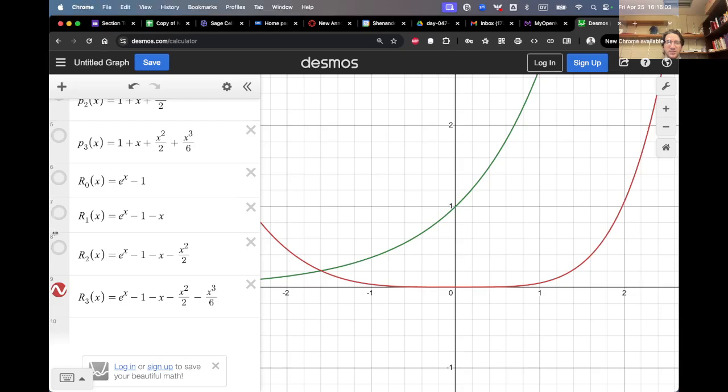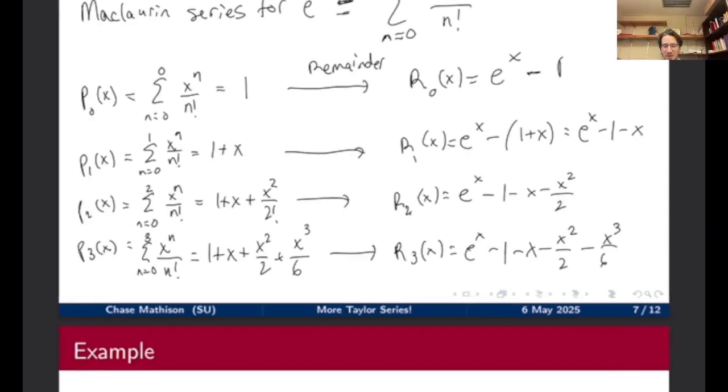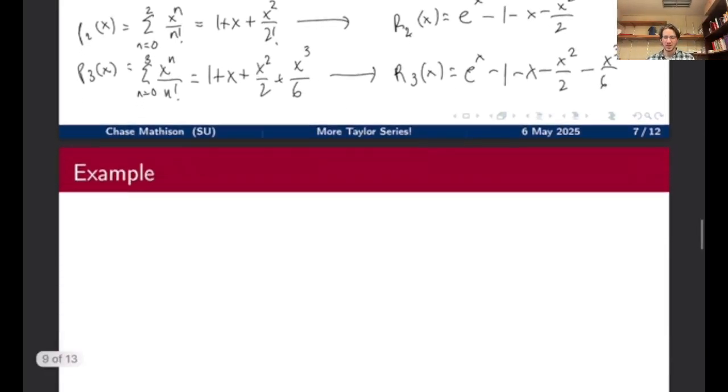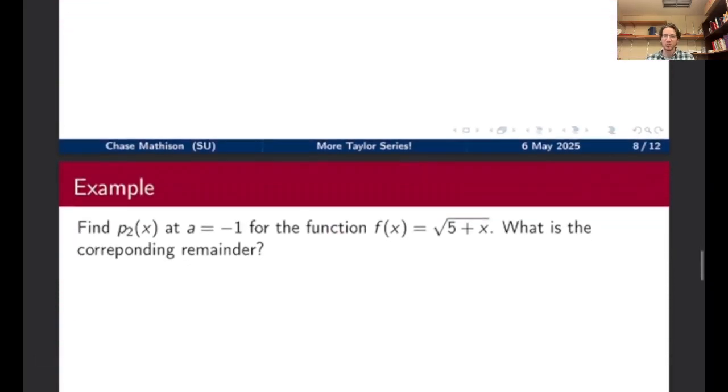Pretty cool stuff. All right, so that's Taylor polynomials and the remainder.